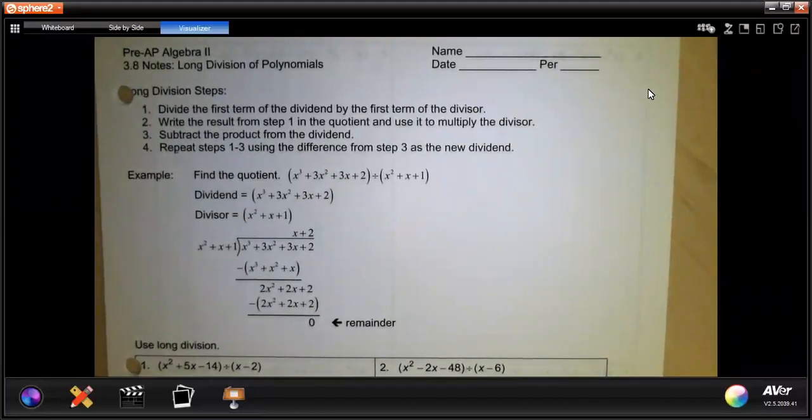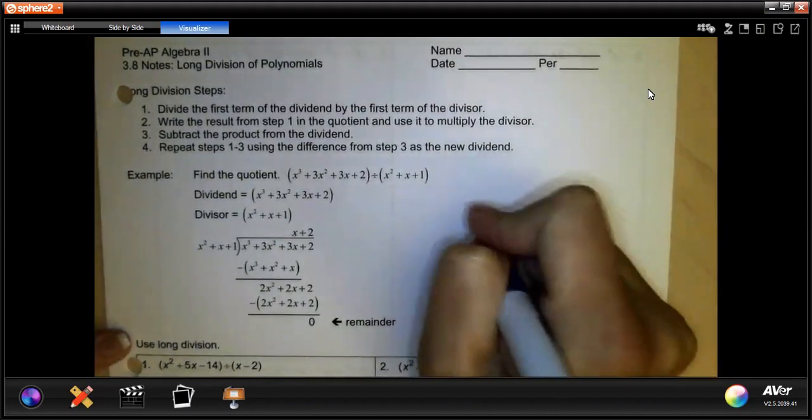All right, today we are going to do long division of polynomials. That's taking what you learned in like the 4th grade and stepping it up a notch for Algebra 2. So we'll start by recalling what you did in 4th grade.